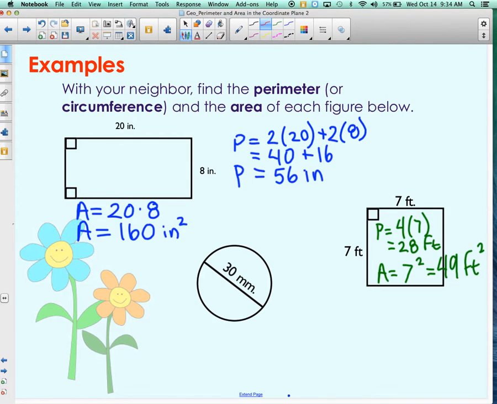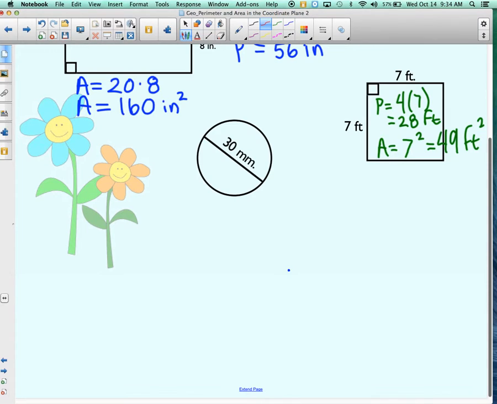Watch yourself when you do circumference. What am I given here? Diameter or radius? Diameter. So my diameter is 30 millimeters. What would my radius be? 15. So keep that in mind because you need radius for area. We will leave this in terms of pi, which means you're not going to actually multiply pi into it. The circumference formula was what again?